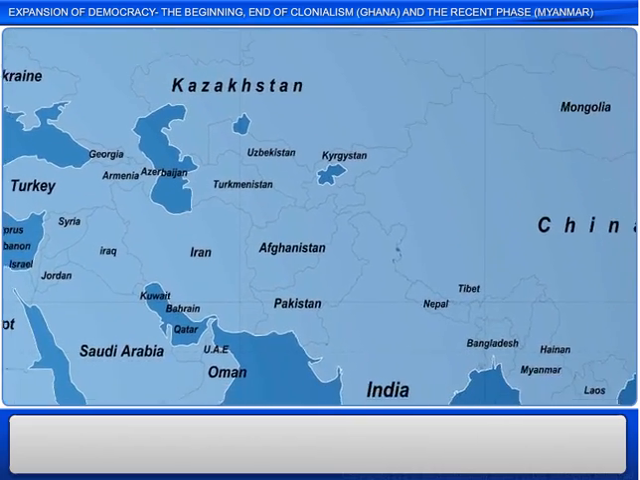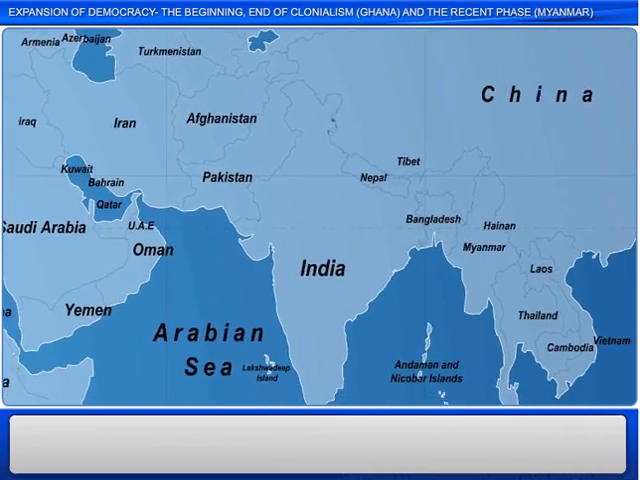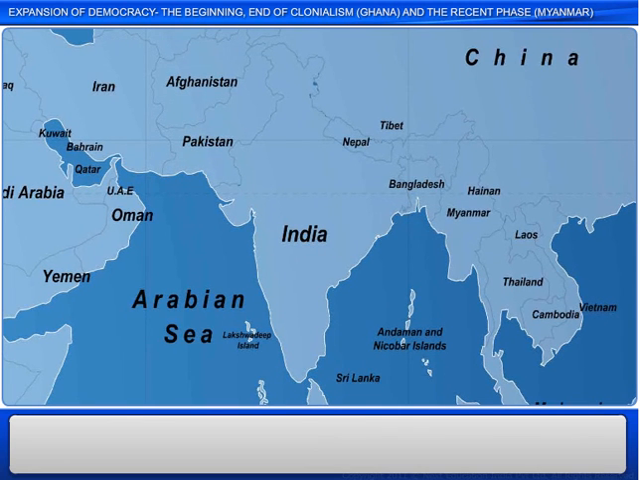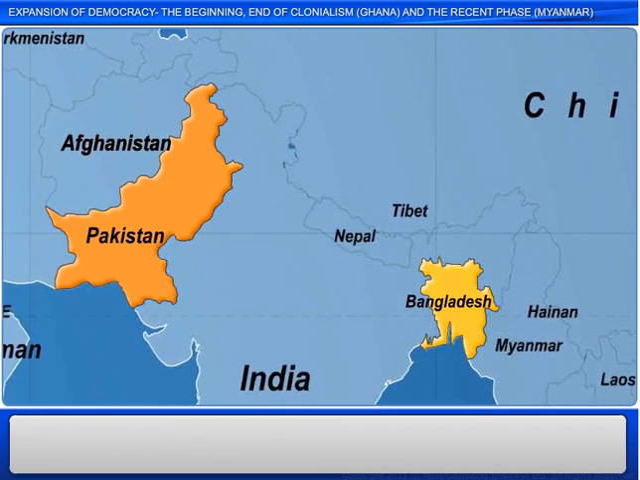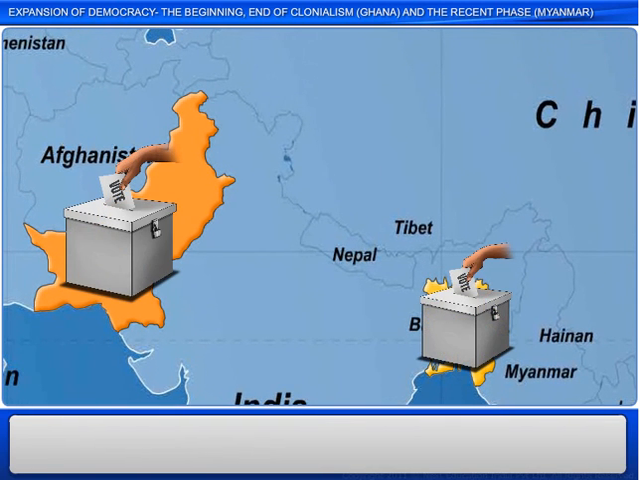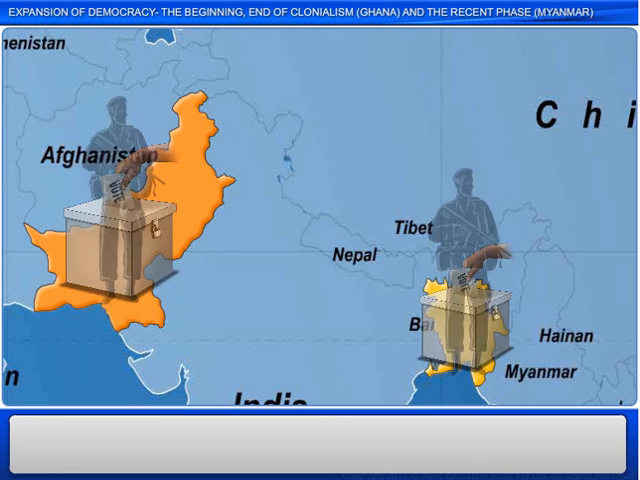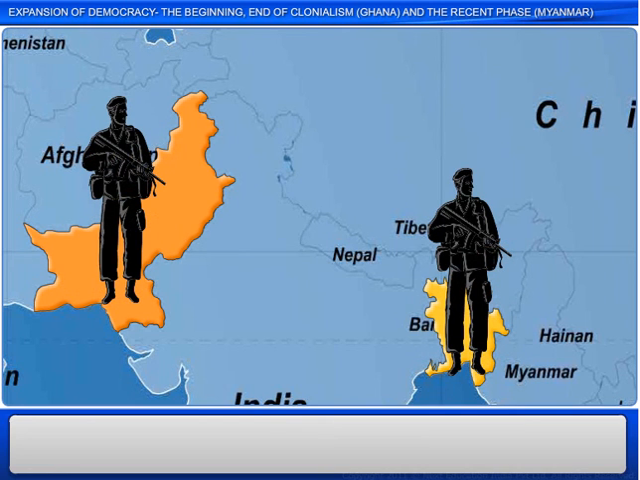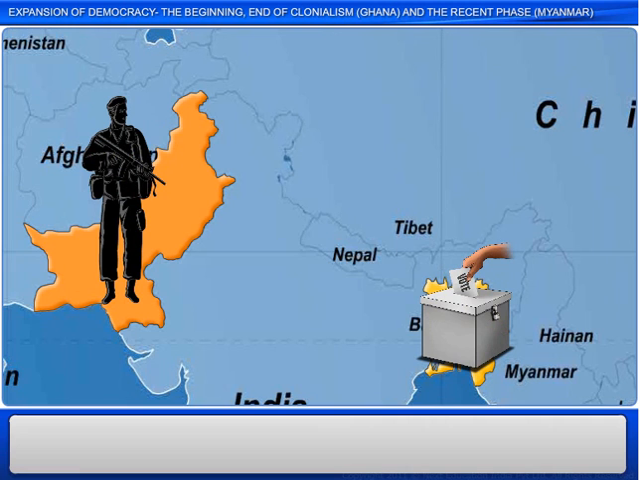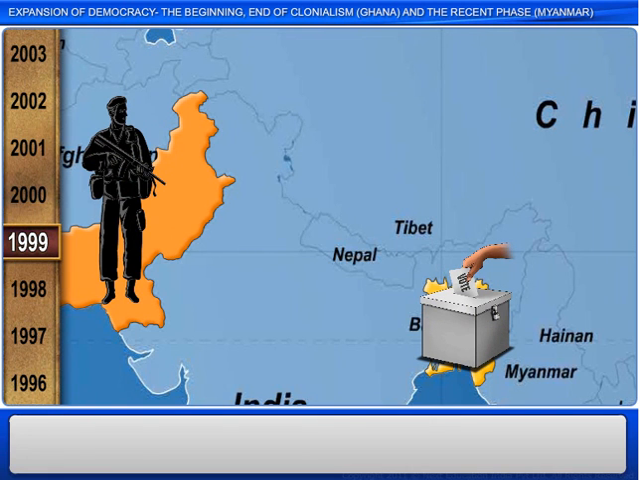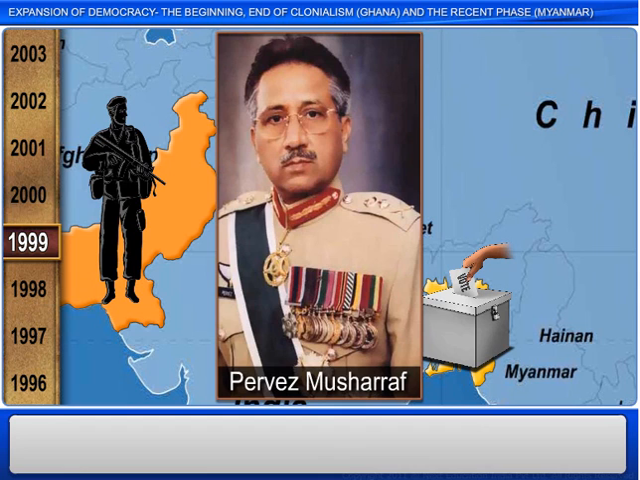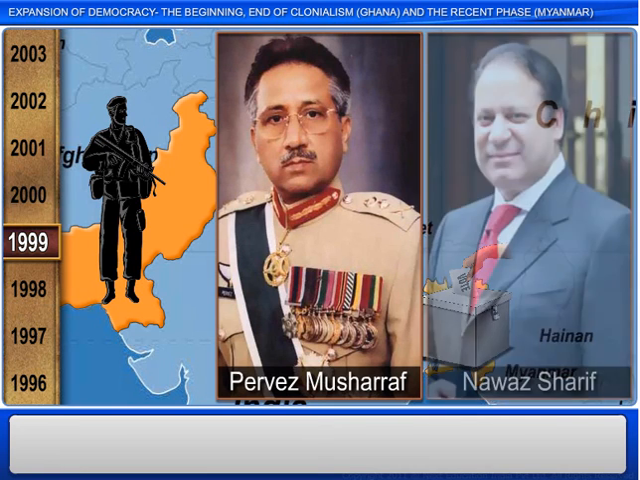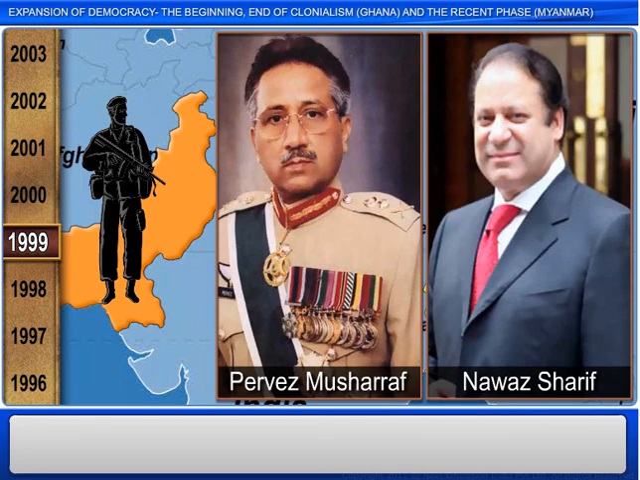During the same time, changes also took place in our neighboring countries like Pakistan and Bangladesh. These countries struggled and transformed themselves into democracies from military rules. However, Pakistan slipped back into military dictatorship in 1999 when General Pervez Musharraf led a military coup against Nawaz Sharif, the then Prime Minister of Pakistan.